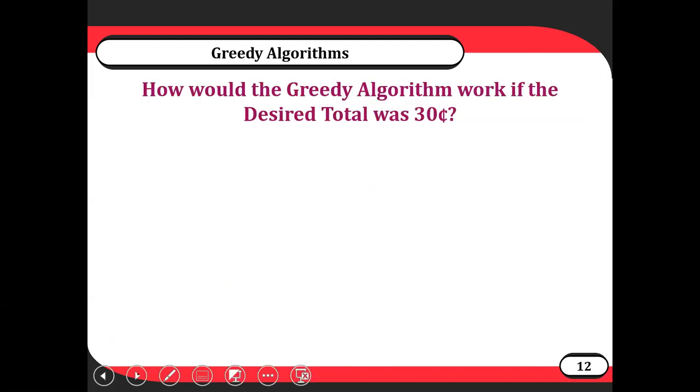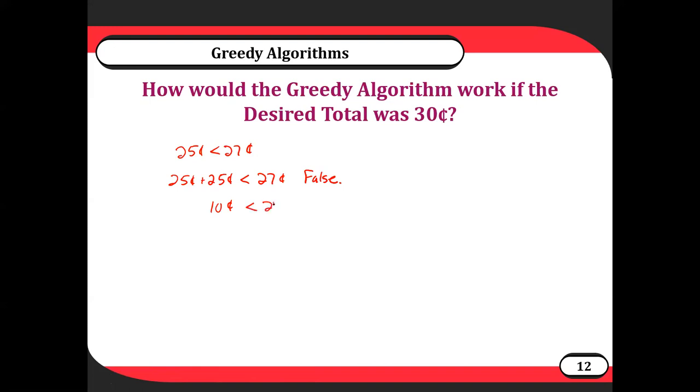So how would the greedy algorithm work if the desired total was 30 cents? We could do that. I think we would first grab 25 cents, which is less than 27. That's fine. And then we would try and grab another 25 cents. And this is false. And then I think you could see that we would then try 10 cents. And this would also be false. And so then we would grab 1 cent, 1 cent.